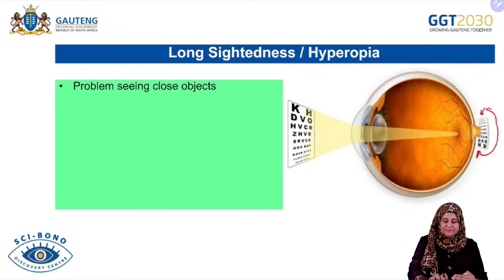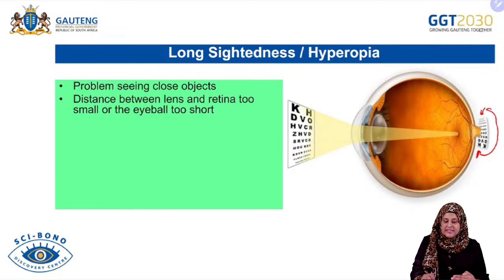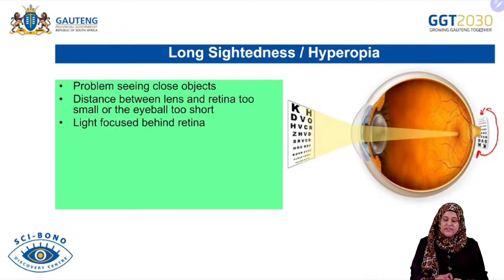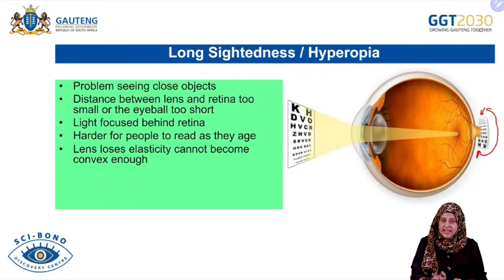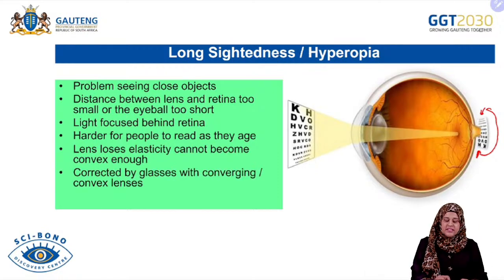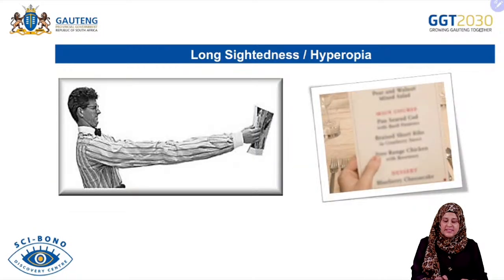So it means that the distance between the lens and the retina is too long, or the eyeball is too short. That is the problem, right? So the light is focused behind the retina. So what happens? It's harder for people to read as they age, right? The lens loses elasticity and cannot become convex enough to focus the light onto the retina. And this is corrected by converging or convex lenses. So this is long-sightedness, right? You're trying to look at the object, you can't see it nearby, so you put the paper far away, hoping that you will be able to see it, and it looks blurred like in the second diagram here.